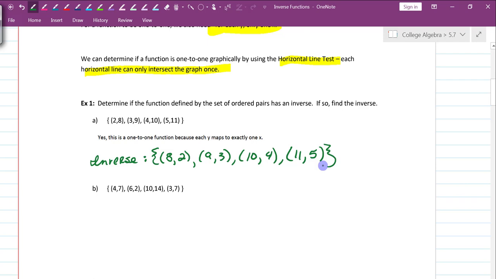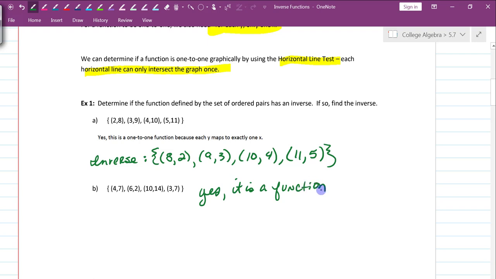Now we want to look at the next one. The first question: is this a function to begin with? I have (4, 6) and (10, 3). Because I have all unique x's, I know that yes, it is a function.